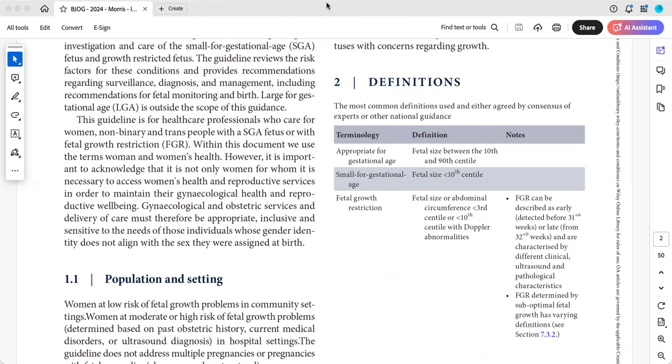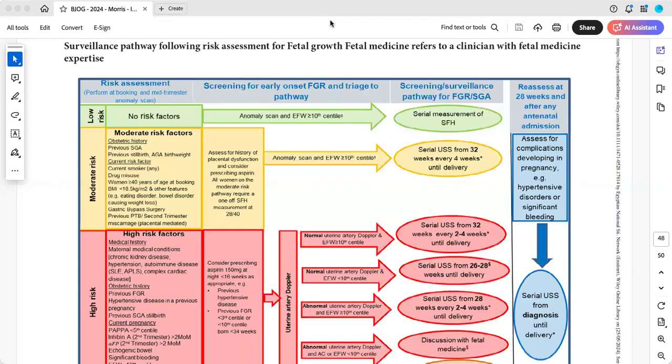Okay, so now what will we have? What we will have now is either a low risk, a moderate risk, or a high risk, okay? So a low risk individual means a normal lady with no risk factors for small for gestational age. And we give her the color green, okay? So this is a low risk. No risk factor.